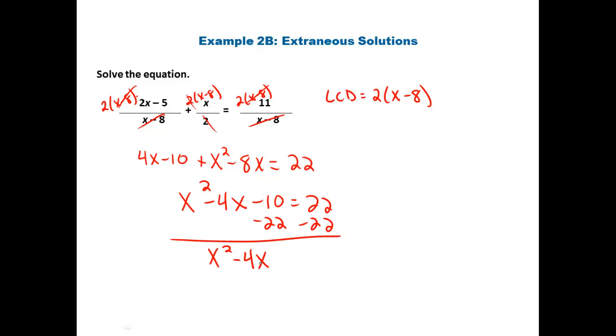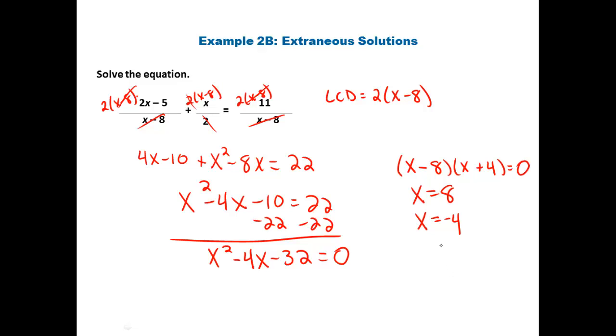X squared minus 4x, let's see, that's going to give us minus 32 equals 0. And we can factor that into, it has to multiply to negative 32, but add to negative 4. So it looks like it has to be minus 8 plus 4. So x equals 8, x equals negative 4.